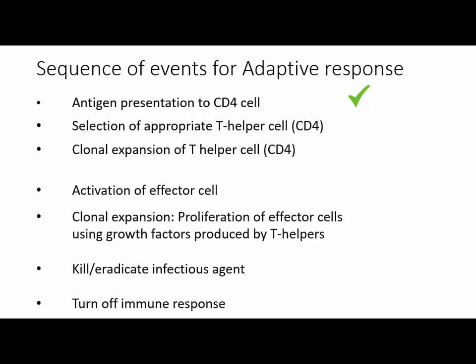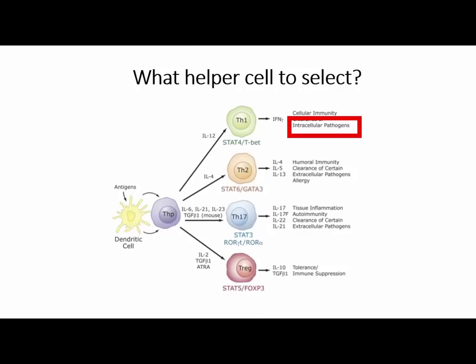But the problem we have is that's not enough. We need more than one cell. So the first step that needs to happen is the dendritic cell needs to send instructions to this CD4 T cell about what type of response it needs. So the dendritic cell comes along, presents, activates the CD4 T cell, and then releases cytokines to instruct the naive CD4 T cell, you need to differentiate into a Th1 cell.